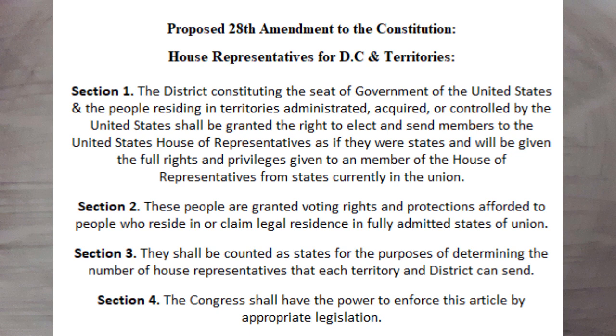Section 3. They shall be counted as states for the purposes of determining the number of House of Representatives that each territory and district can send. Section 4. The Congress shall have the power to enforce this article by appropriate legislation. The idea is to give the people of the District of Columbia, D.C., the capital, and those residing in overseas territories administered by the U.S. government or in common with such representation in the House of Representatives. An old mantra of our country is no taxation without representation. People should have a say in how their government is run.